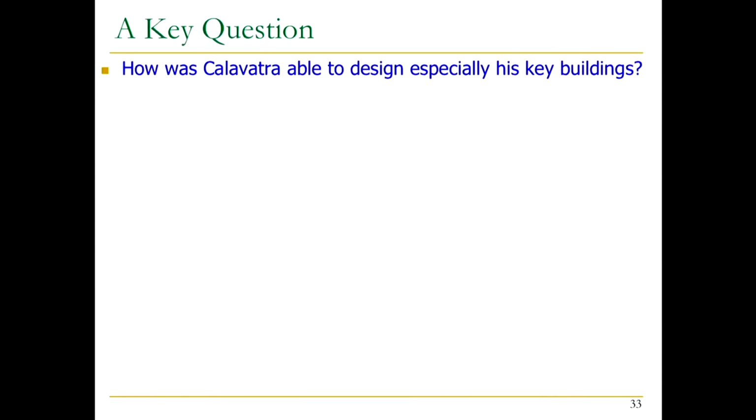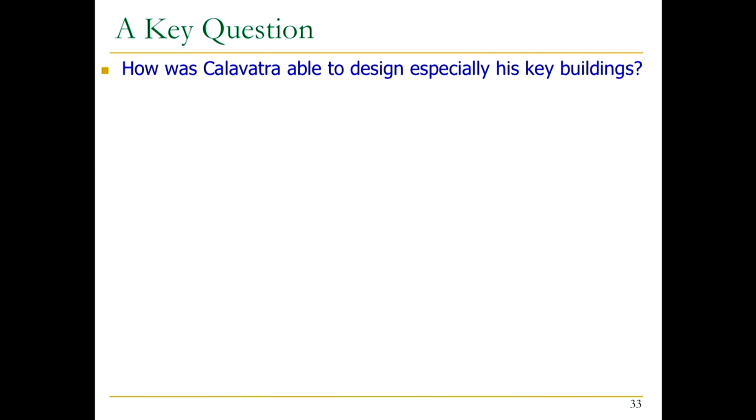So a key question that I will ask, changing the topic a little bit: how was Calatrava able to design especially his key buildings? Any guesses? I'll have a laundry list over here soon. But what do you think was the key element? Creativity? Yes? Maybe new inspiration from nature. There you go. So some principle, basically, right? Yeah, exactly. That'll be one of my ending points over here.